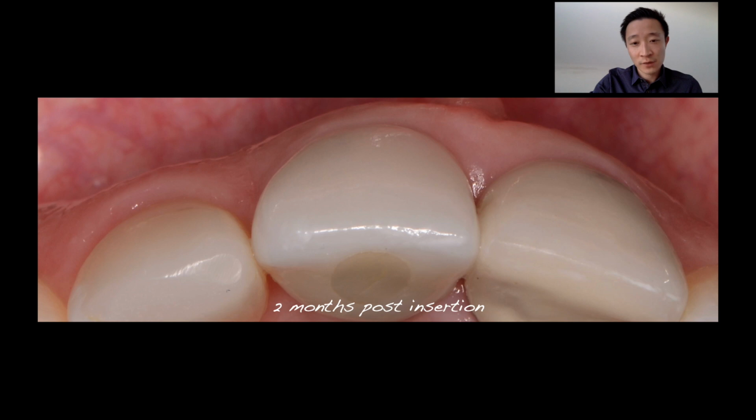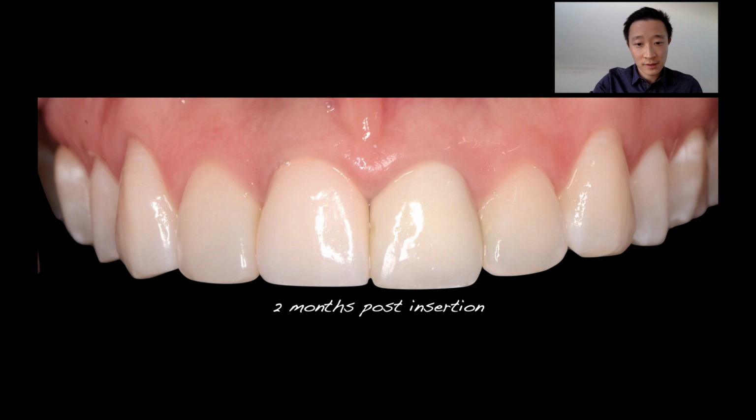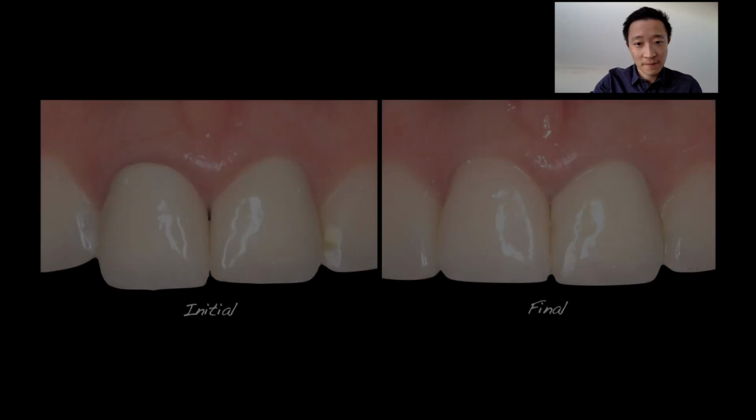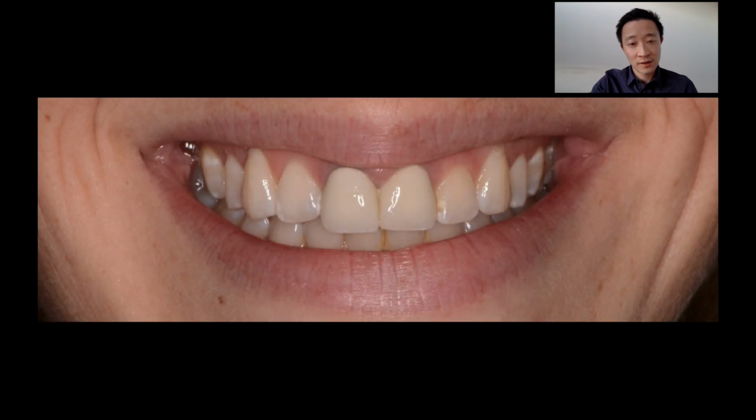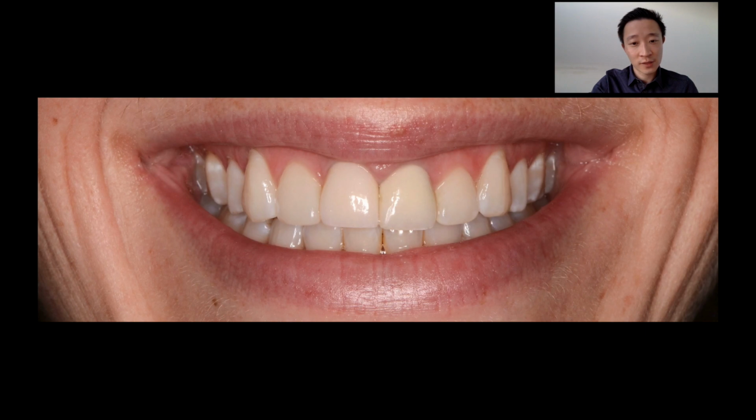And here, 2 months post-insertion, you can see the tissue is no longer blanched. It has settled down. The shape is still exactly the same as it was before we took the tooth out. So that is excellent. Here's the 2-month post-insertion. Shape was not perfect, but close enough. And you can see a comparison for initial and final. This is her smile from before to 2 months post-insertion.